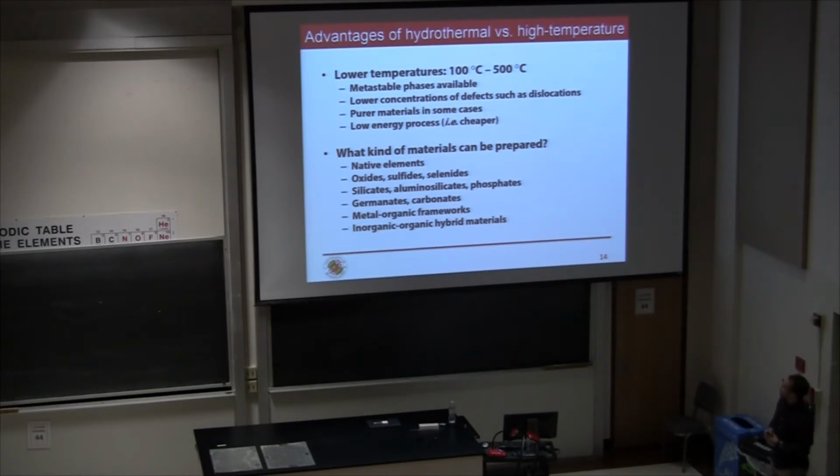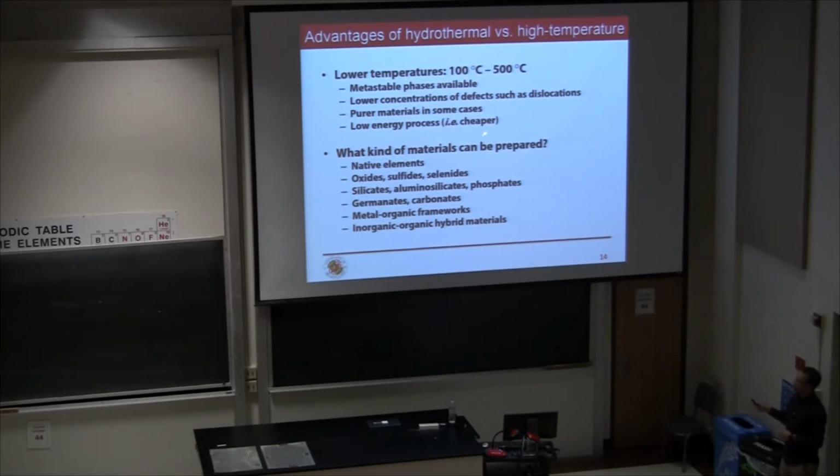Another advantage is a lower concentration of defects. That happens because at high temperatures, any defect has an energy penalty, but entropy starts to win at high temperatures, so you can form defects. But at low temperatures, you're not taking on that energy penalty to form the defects, so you actually have fewer defects overall at these low temperatures used in hydrothermal synthesis.